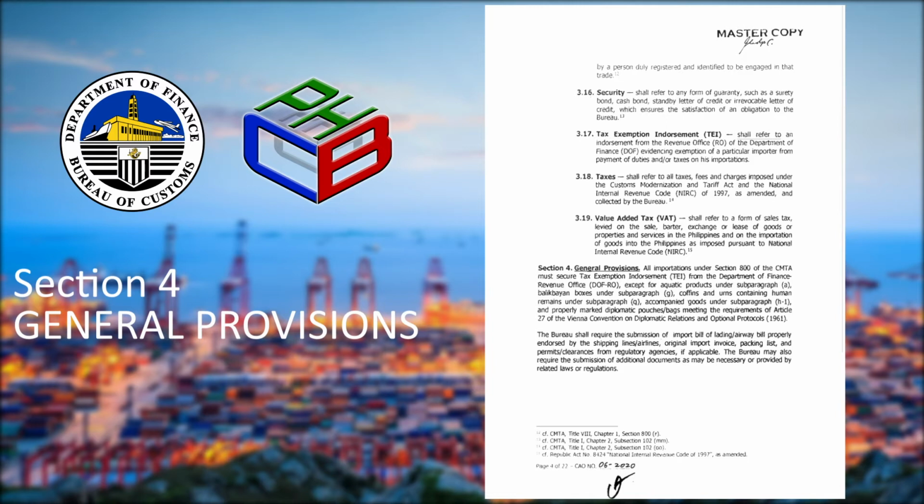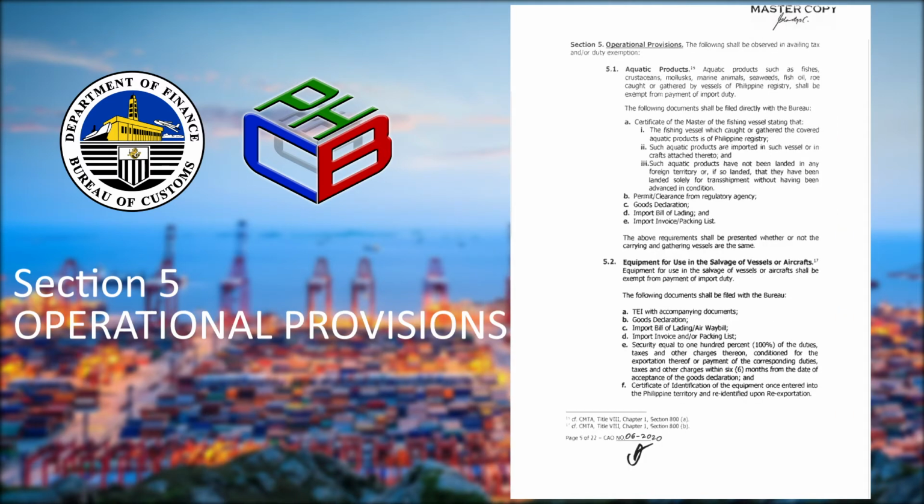The Bureau shall require the submission of the import bill of lading or airway bill properly endorsed by the shipping line or airlines, original import invoice, packing list, and permits or clearances from regulatory agencies, if applicable. The Bureau may also require the submission of additional documents as may be necessary or provided by related laws or regulations. Section 5. Operational Provisions.